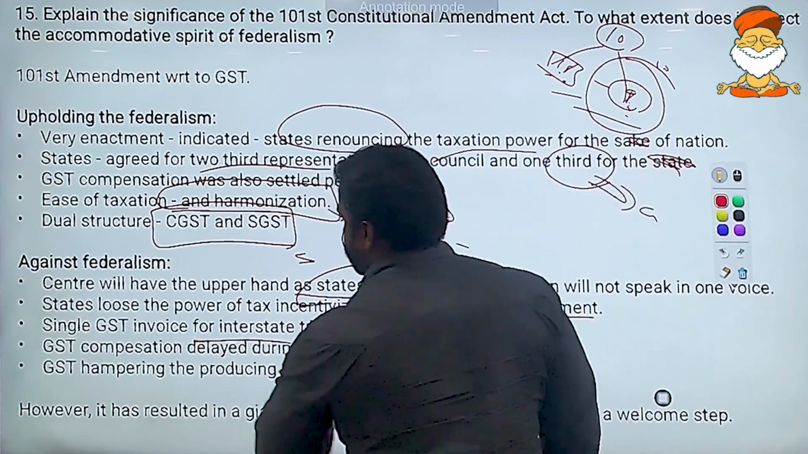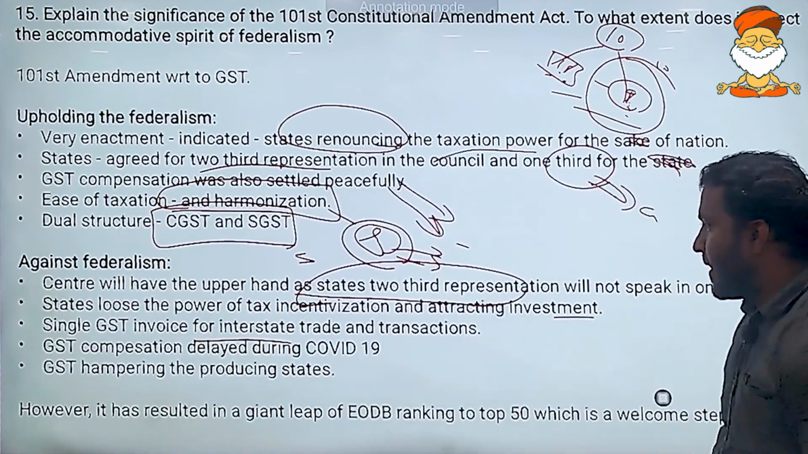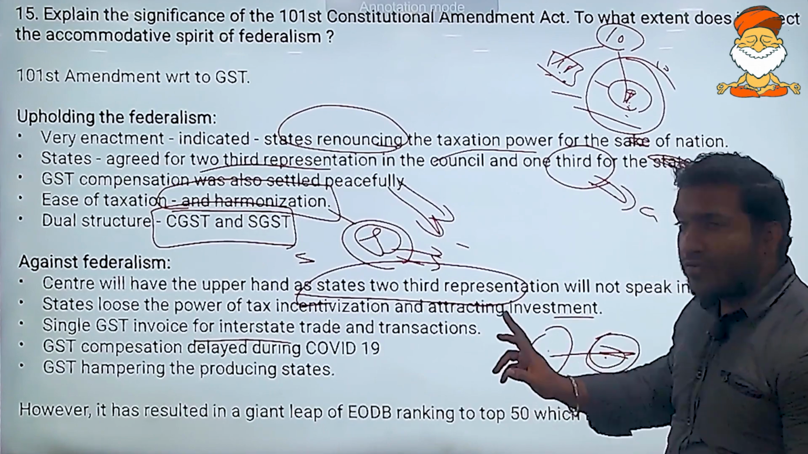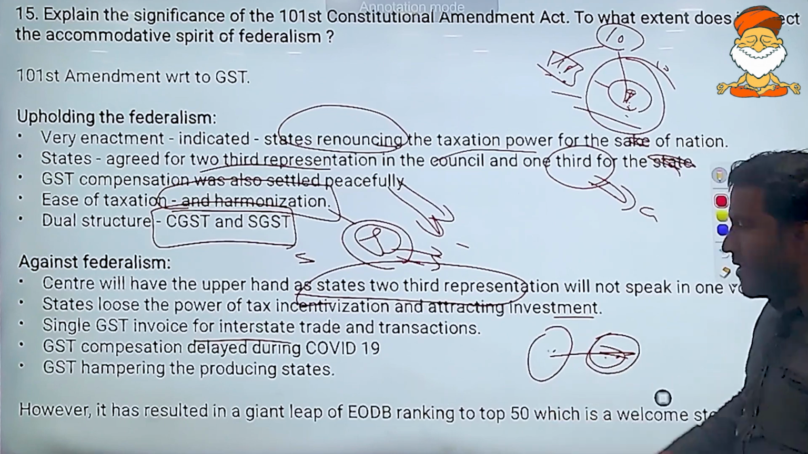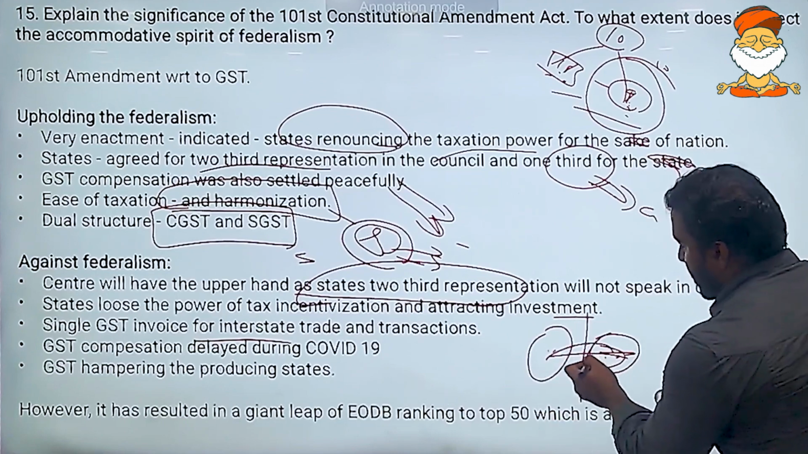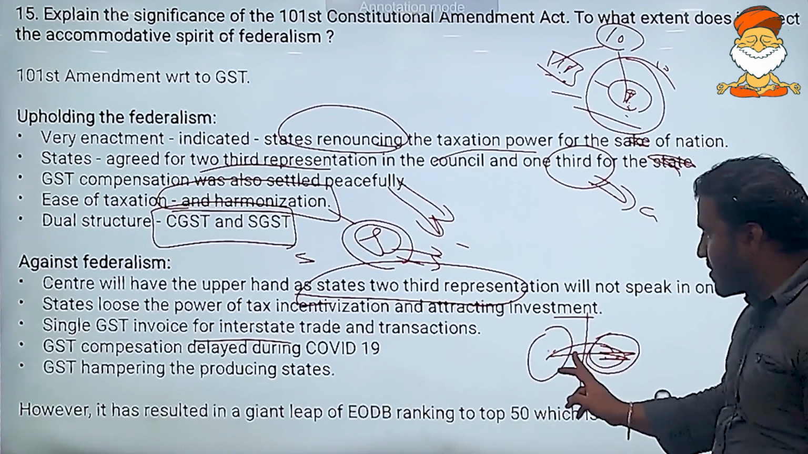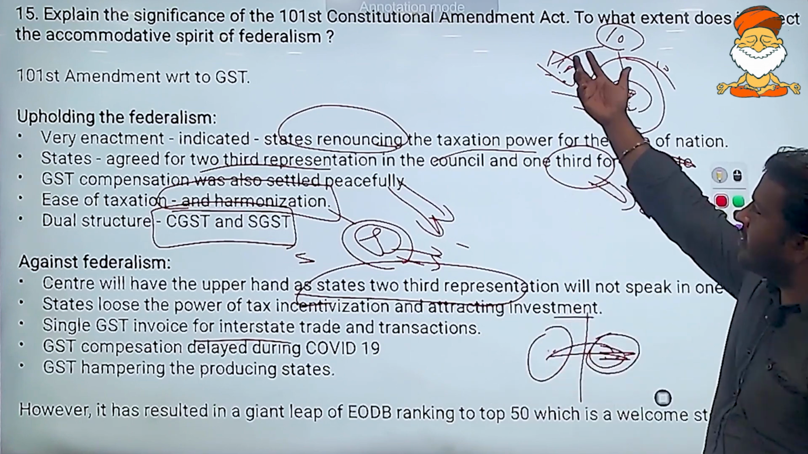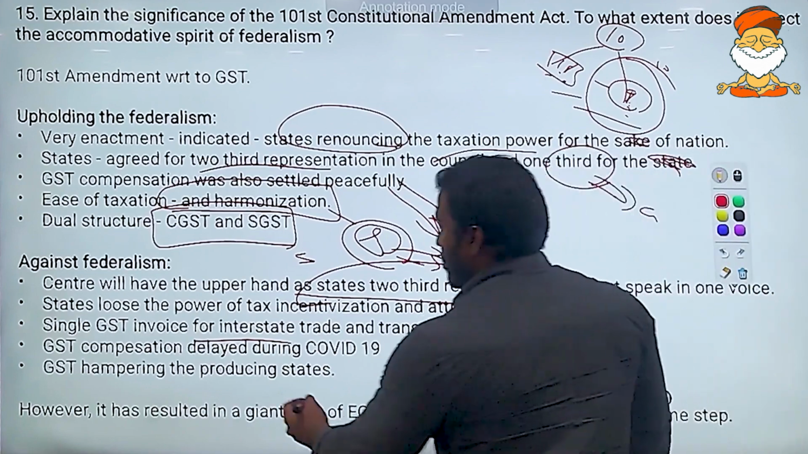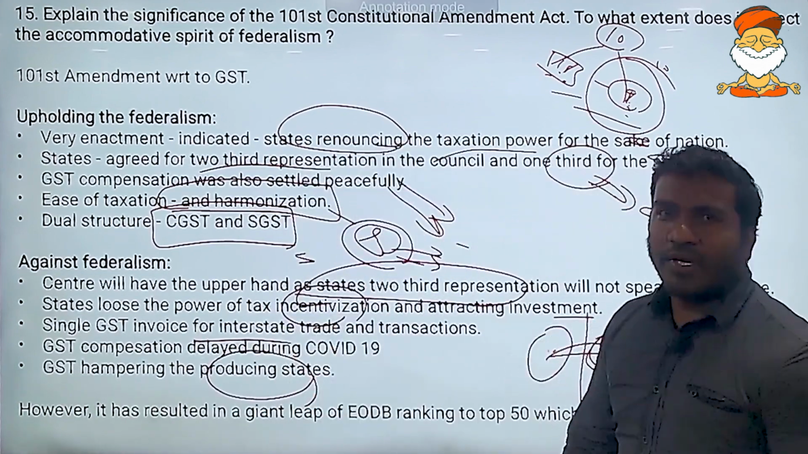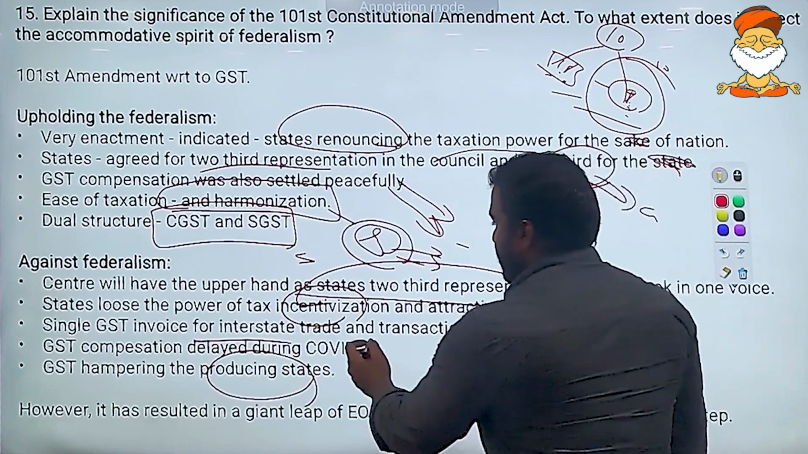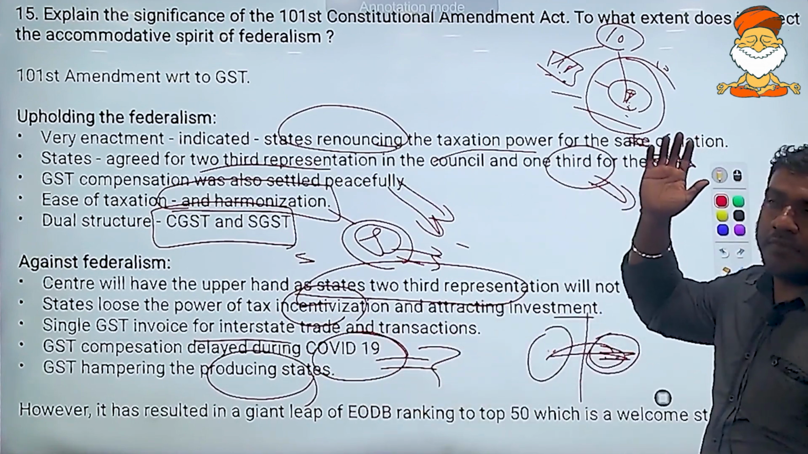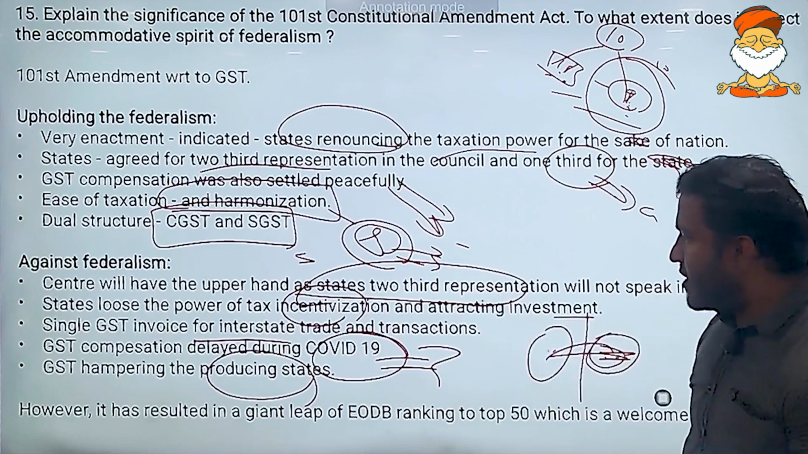Then single GST invoice for interstate trade and transactions. When you move from one state to another state, we have the same invoice. To one extent, we are harmonizing things, but at the same time, when some state is always selling and the other state is always purchasing, this hampers the producing state. Which state should gather the maximum share? Here both of them are getting the same share which the center gives. So again, the producing or growing states are being disincentivized. And also the GST compensation delay during COVID-19 and the tussle between center and state, which we saw in the famous, or infamous, 12th GST Council.